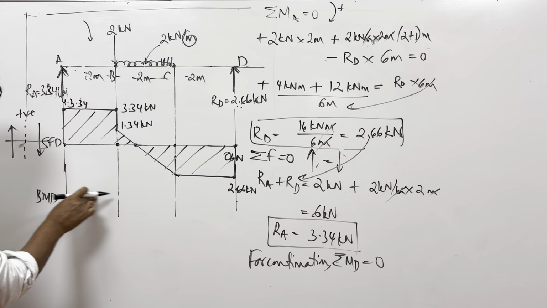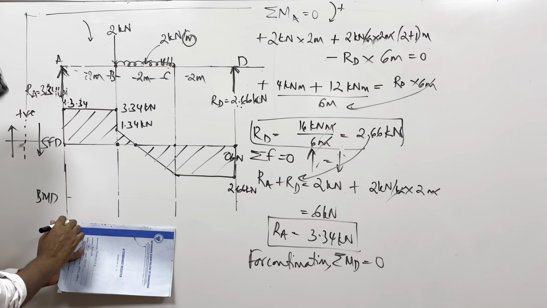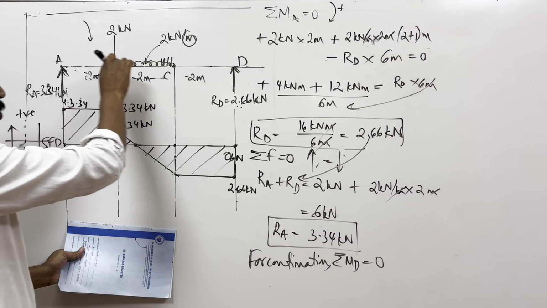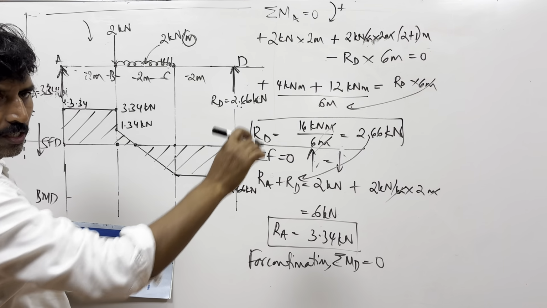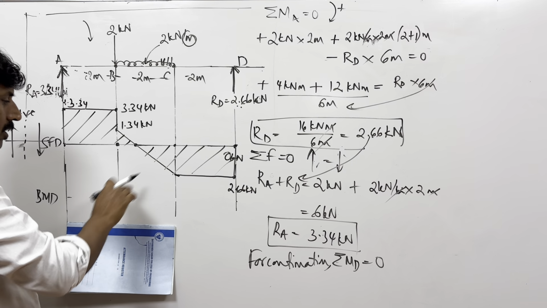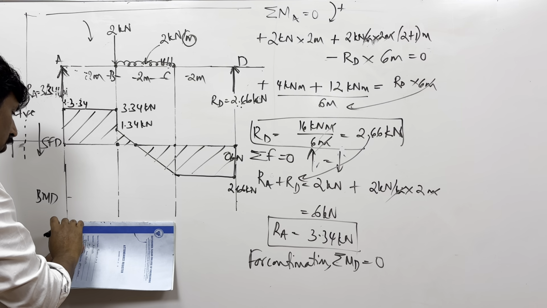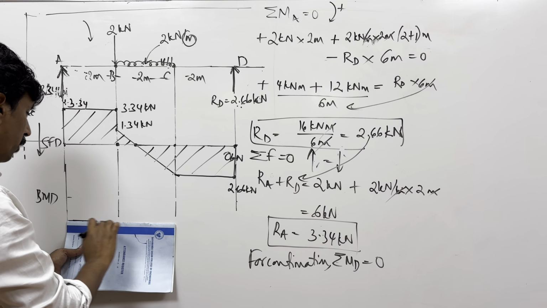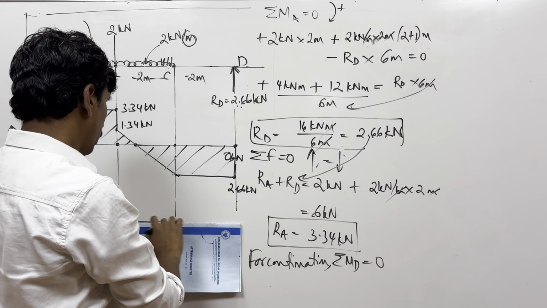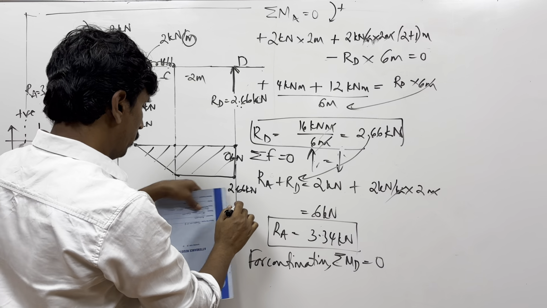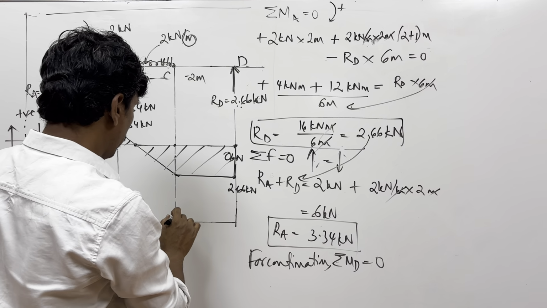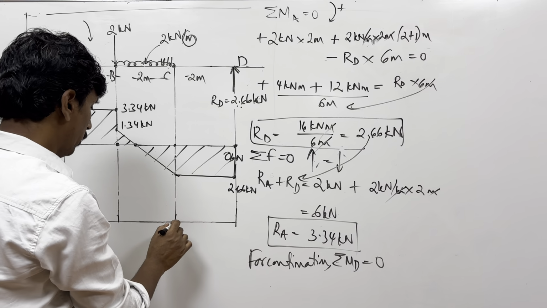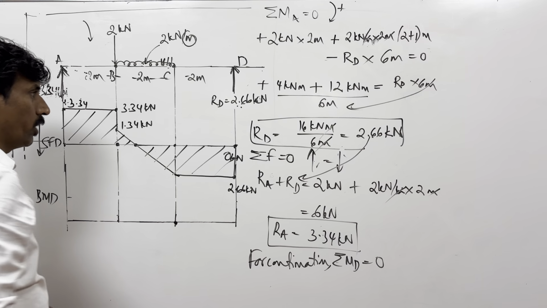So when you draw the 0 line, you see here throughout it is sagging. So therefore this diagram will come above the 0 line here. So draw this 0 line slightly below so that you can accommodate the variation of bending moment above the 0 line, because the bending moment throughout is sagging, which is positive. Okay.